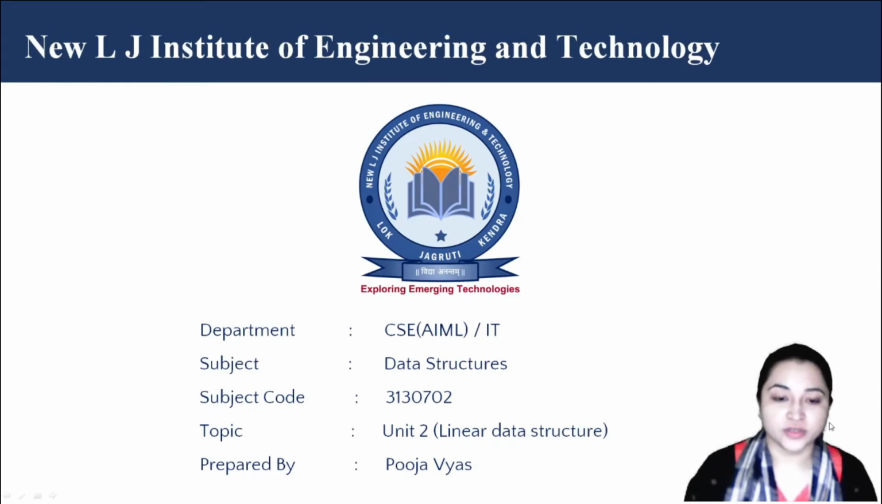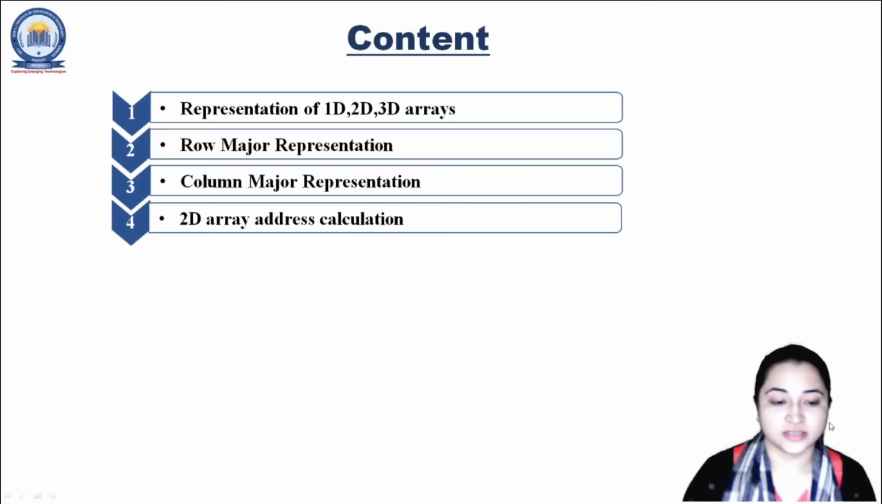Today we are going to see Unit 2, that is Linear Data Structure. In this unit we are going to see representation of one-dimensional array, two-dimensional array. In multi-dimensional array we are going to see three-dimensional arrays, then row major representation, column major representation, and array. How do we find address of a particular element? That is 2D array address calculation.